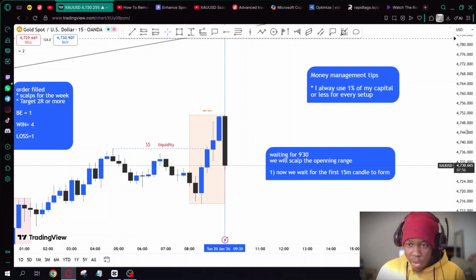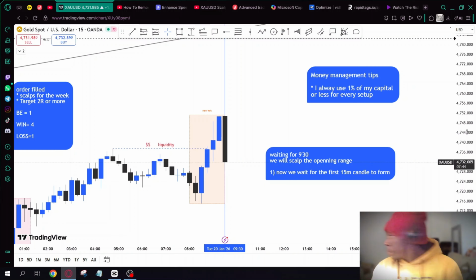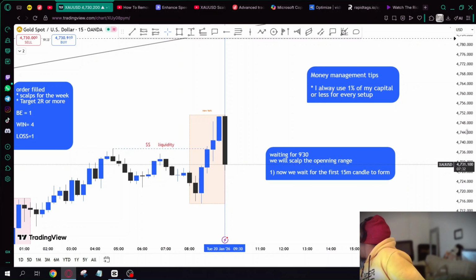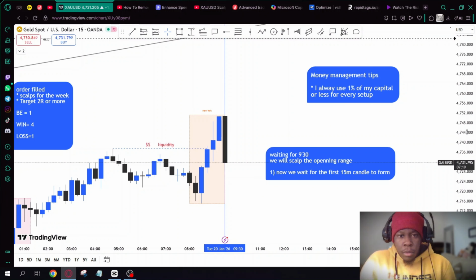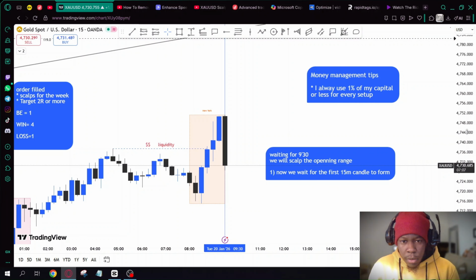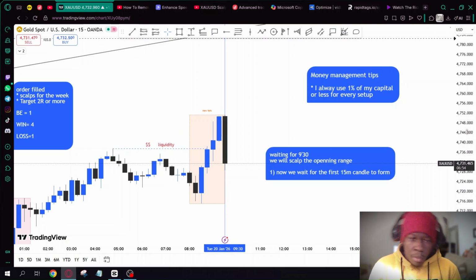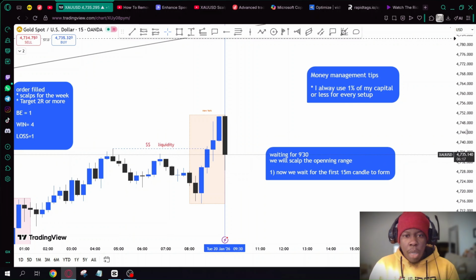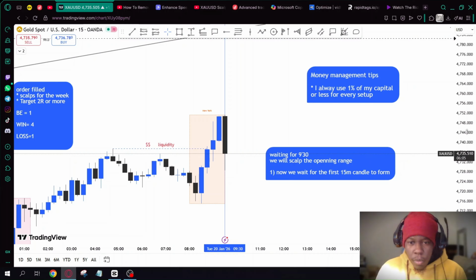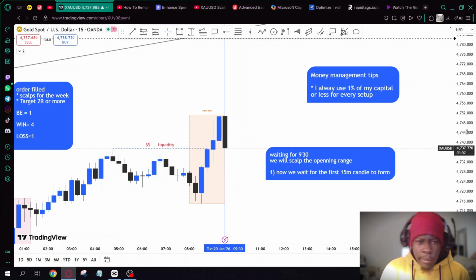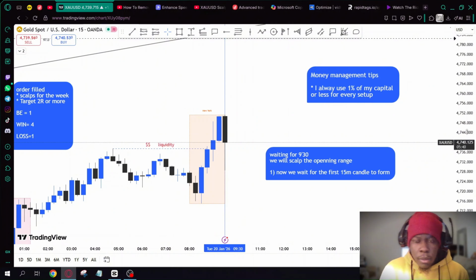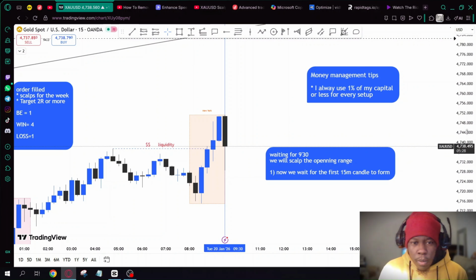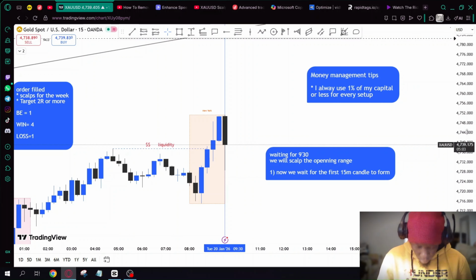Okay, right now, this was 9:30. So in order to trade the 9:30 opening range, or how I traded it, what I usually do is wait for the first 15-minute candle to form. That first 15-minute candle at 9:30 is my opening range. That's what I'm going to use to trade. So right now, I was waiting for the candle to close so that I can mark out the high, the midpoint, and the low of the candle.